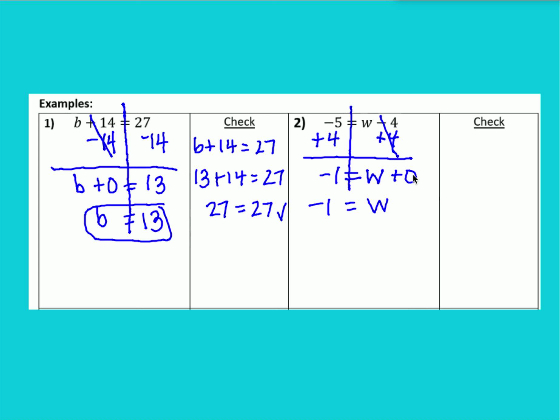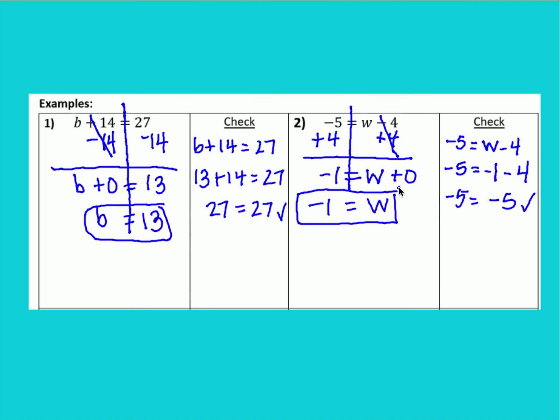So we have negative 5 equals w minus 4 was our original problem. Negative 5 equals, I plug in negative 1 where w was, negative 1 minus 4. So negative 5 should equal this. So negative 1 minus 4 does equal negative 5. So we're correct, and this is our final answer for that equation.